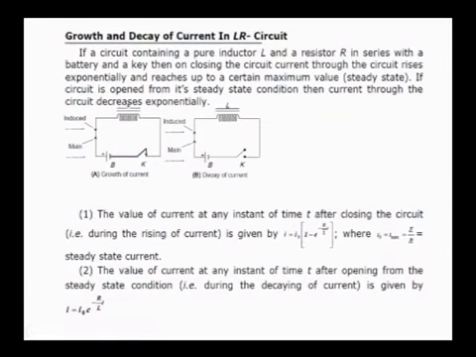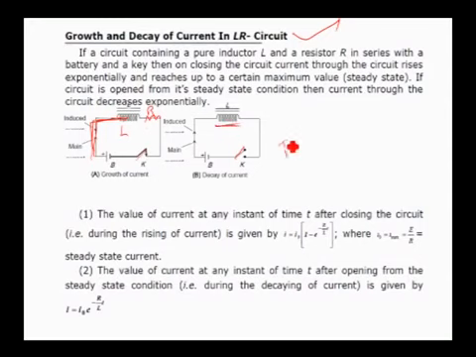Next, we have one more case, that is if a coil is connected to a battery, and this is a key. There is growth and decay of current in an LR circuit. LR circuit means along with an inductance, there is a resistance. Here, this is the inductor and this is the resistor. Whenever the key is pressed, the current through the coil increases. But the increase is not steady, it is exponential. Similarly, when the key is opened, the current through the coil decreases. Even the decrease is not steady, it is exponential.